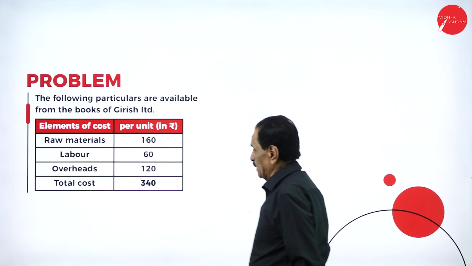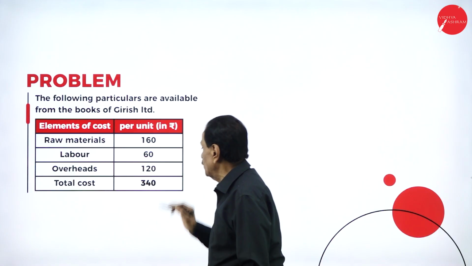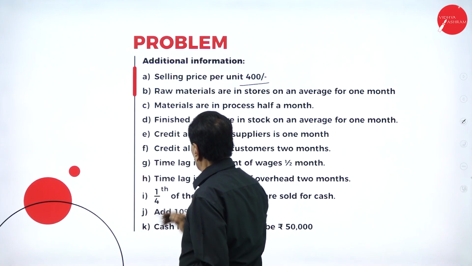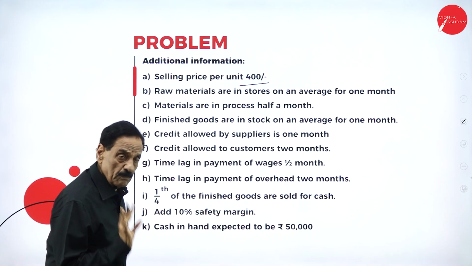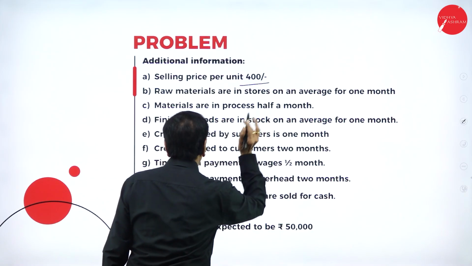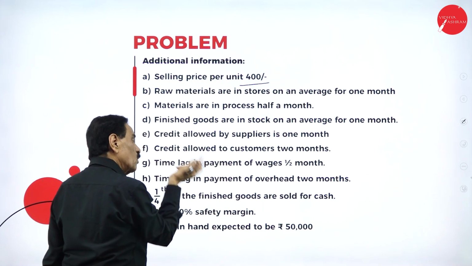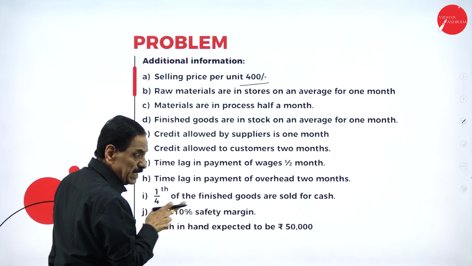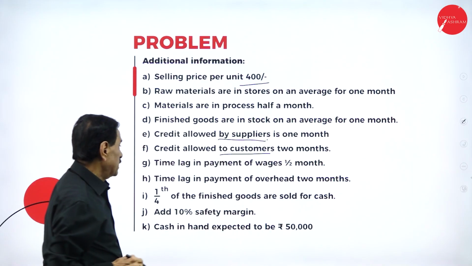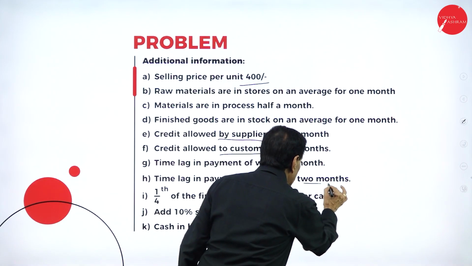Raw material 160 per unit, labor 60 per unit, overheads 120 per unit, total cost is 340. It has been sold for 400 rupees at a profit of 60 rupees. Raw material in stores an average of 1 month. Material in process half a month. Finished goods are in stock an average of 1 month. Credit allowed by supplier is 1 month. Credit allowed to customer is 2 months. Time lag of payment of wages half a month. Time lag of payment of overhead 2 months.